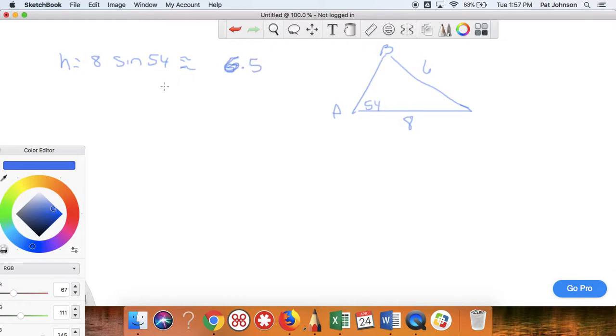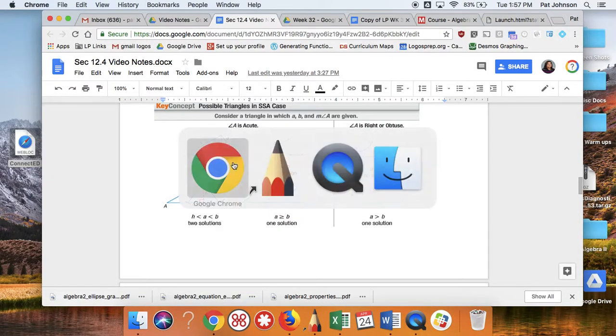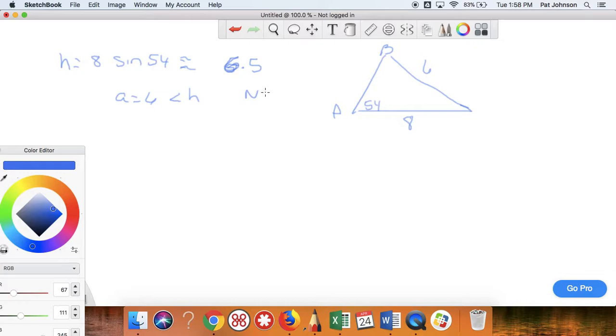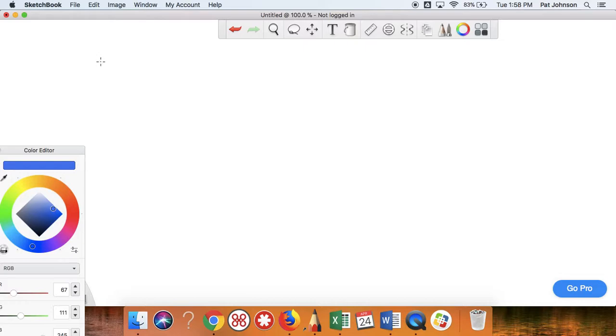Okay. And what is A? So A in this case is 6. Remember, A is the side across the angle given. So since A is less than H, guess what? Let's look at our scenario. There's no solution. We can stop here. It's not a triangle. So if you use these sides, they won't make a triangle based on this angle. So we can stop there. Now let's look at example 3C.